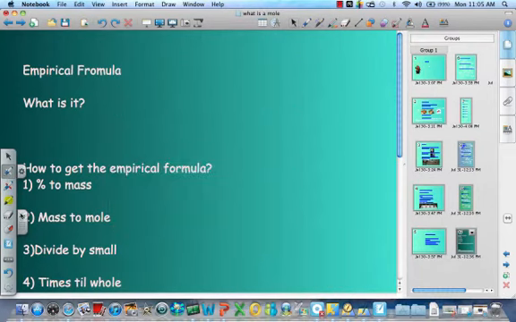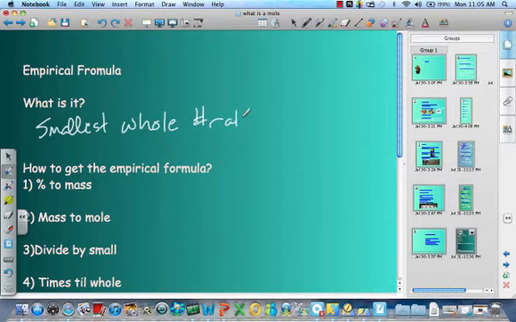Alright, so today we're going to talk about how to calculate an empirical formula and talk about what an empirical formula really is. An empirical formula is the smallest whole number ratio of a compound. So basically, what does that mean?